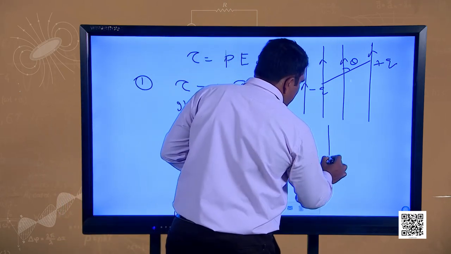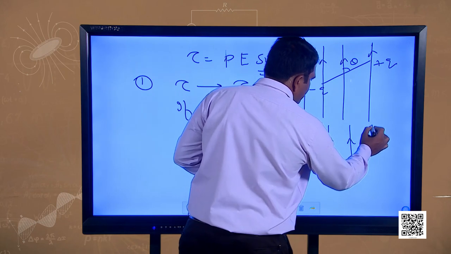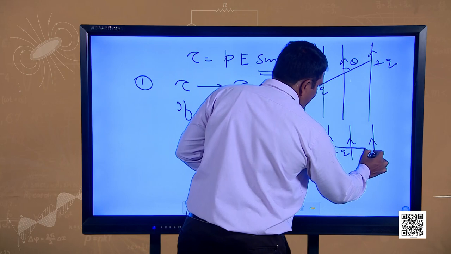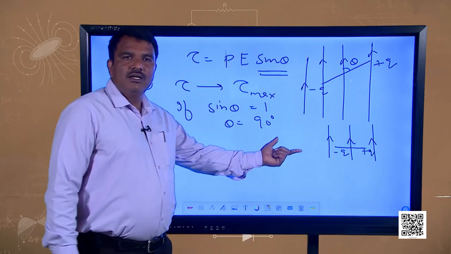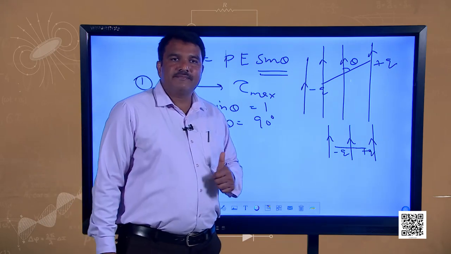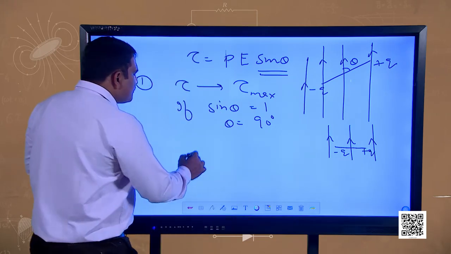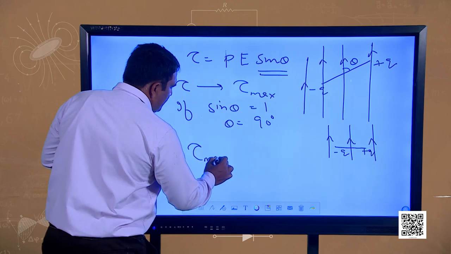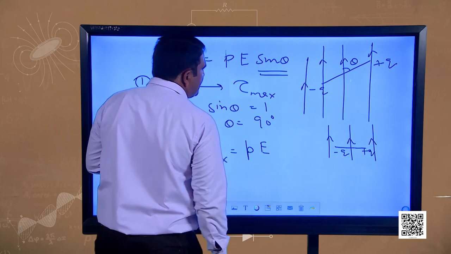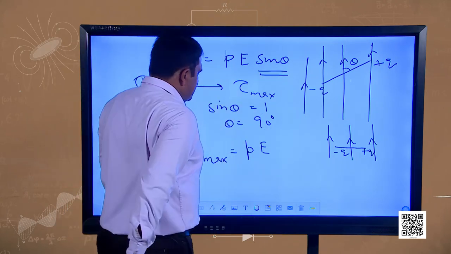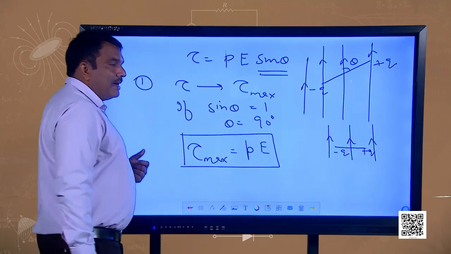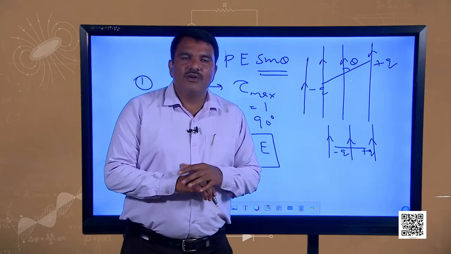So, you can show it diagrammatically like this. This should be the orientation of dipole for it to experience maximum torque. And the value of that maximum torque, tau max, will be pE multiplied by sine 90, that is 1. So, this will be the value of maximum torque on the dipole.